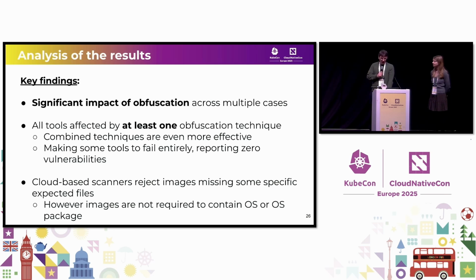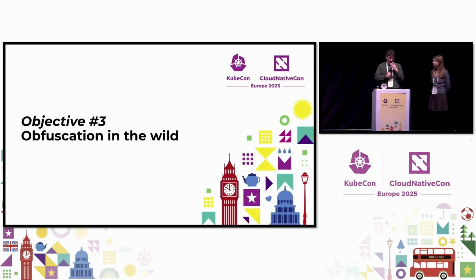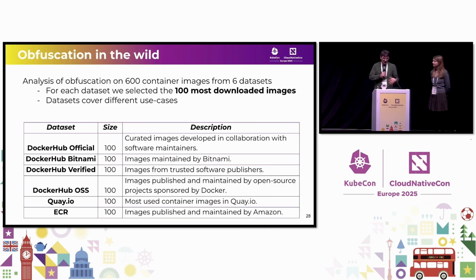Let's now go to our third objective, obfuscation in the wild. So now we know that obfuscation exists. Tools are somehow not resilient to it, but are containers in the wild using obfuscation techniques? For that, we first decided on a data set. We had to find containers to scan.